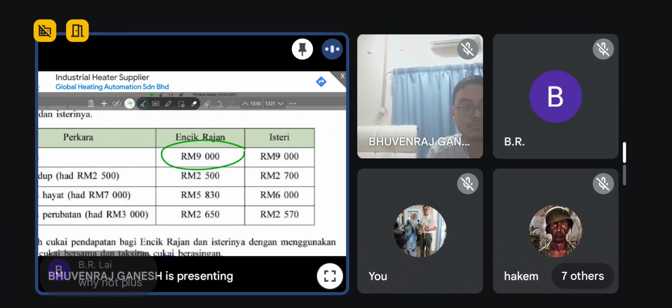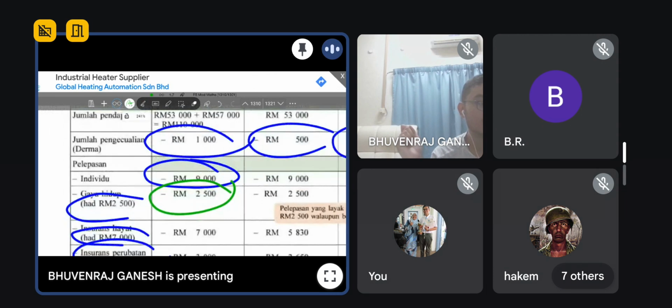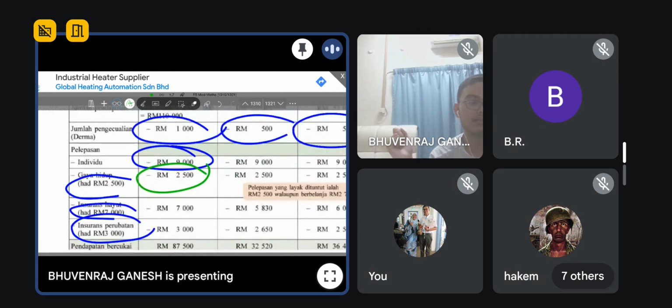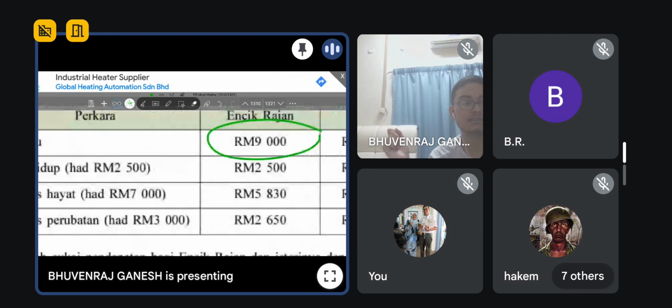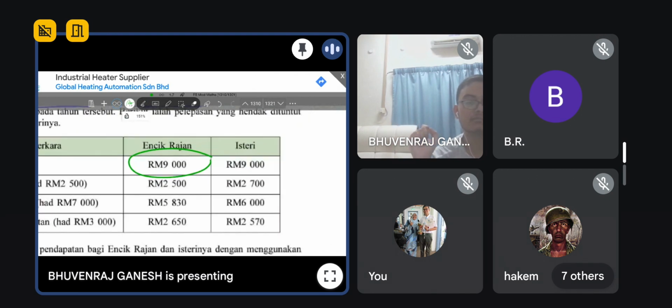Why not plus? Plus is if you are talking about joint, secara bersama, joint tax assessment. But for joint tax assessment, since these two values are the same, we don't take 18,000. Let's say you take 18,000, you will see that the value become very big already. 18,000 is too much actually to minus. We won't combine them if the value is exactly the same.